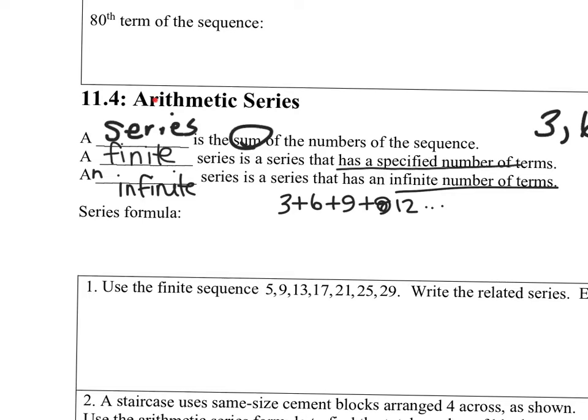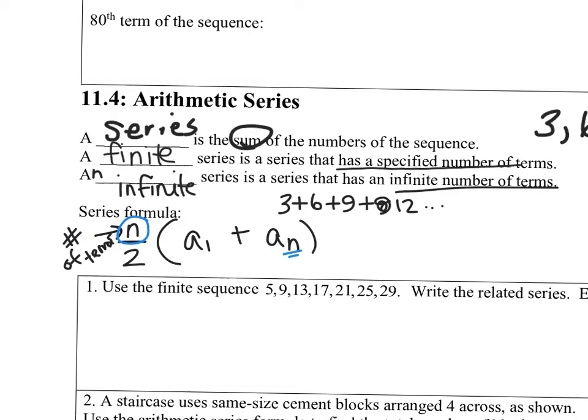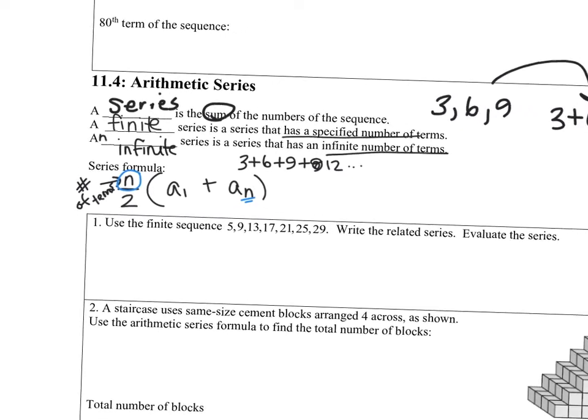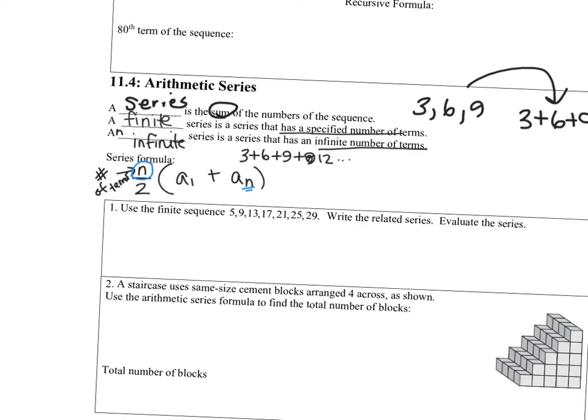So we have an arithmetic series formula. The formula to find the sum of an arithmetic series is n over 2, where n is the number of terms, times parentheses a sub 1, which we know is the first term, plus a sub n. If you have 45 terms, this is the 45th term. In a finite sequence, the last term is a sub n.